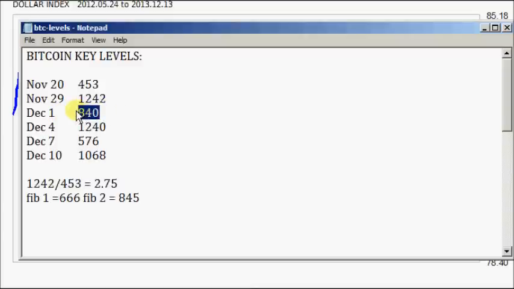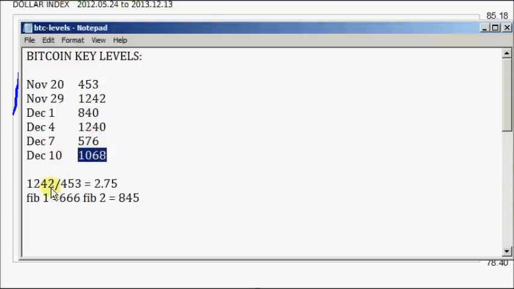These are key highs and lows. 3 days later, back up to its previous high, only 2 units short of its prior high. December the 7th, back down to 576, and the last key high, 1068.